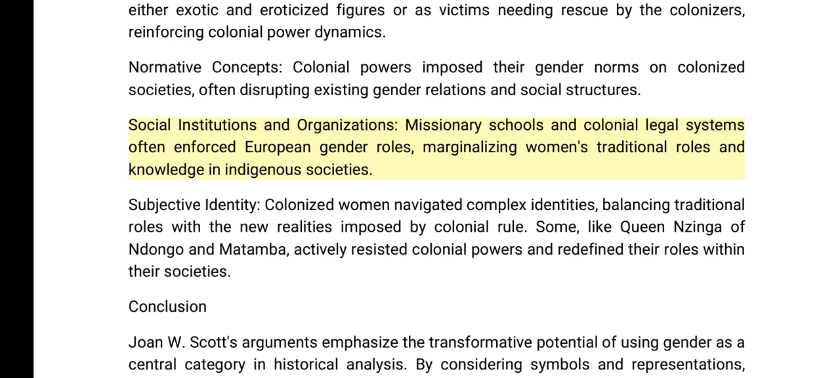Social institutions and organizations. Missionary schools and colonial legal systems often enforced European gender roles, marginalizing women's traditional roles and knowledge in indigenous societies. Subjective identity. Colonized women navigated complex identities, balancing traditional roles with the new realities imposed by colonial rule. Some, like Queen Nzinga of Ndongo and Matamba, actively resisted colonial powers and redefined their roles within their societies.